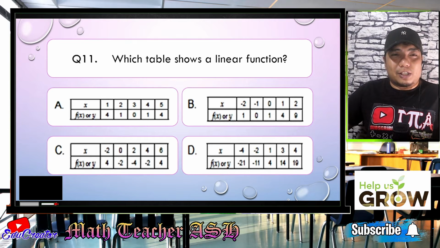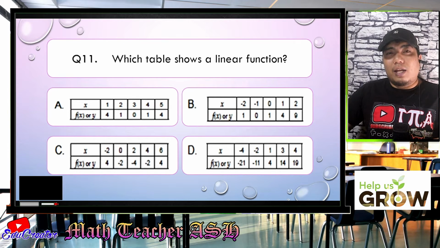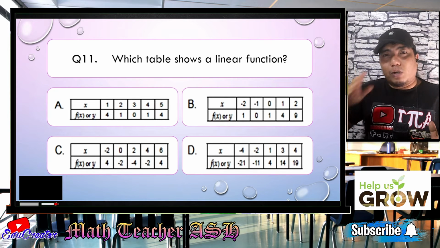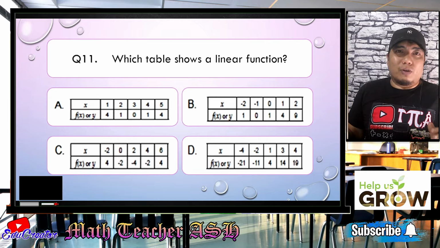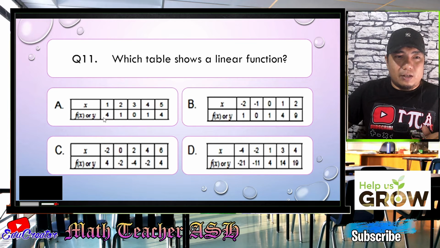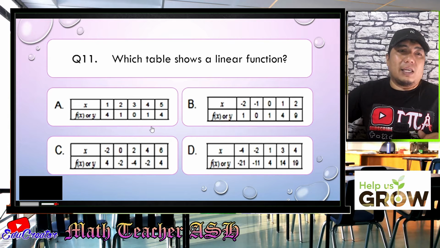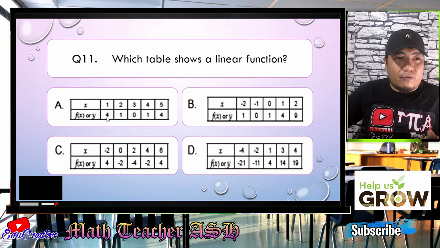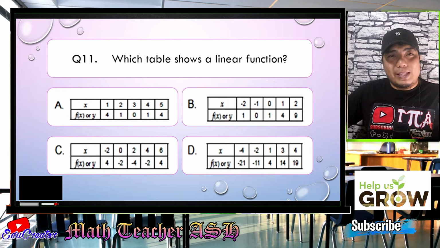Alright, math learners, how do we know which of these is a linear function? Remember, my dear math learners, that a linear function could be increasing or decreasing. So if you check your values of y, the f of x, the values should either be increasing or decreasing in order for it to be a linear function. As we can see here, 4, 1, 0. So that is decreasing, going down.